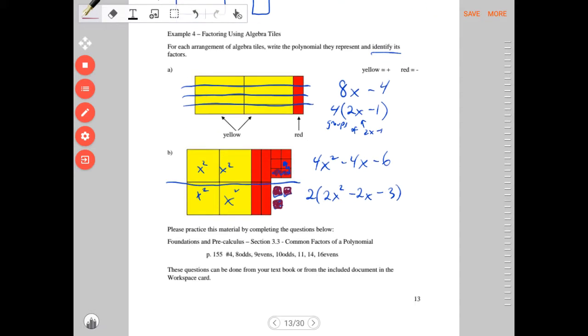I'd like you guys to practice this section. It is section 3.3 in your textbook, starting on page 155. I'd like you to do these questions. Remember, if you're feeling like you need to do more to get this stuff, you can always do more. But these are the ones you have to do. Remember, the answers are in the back of your textbook.